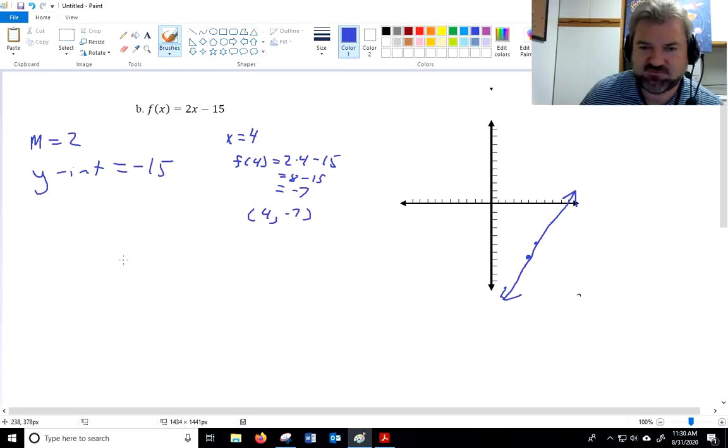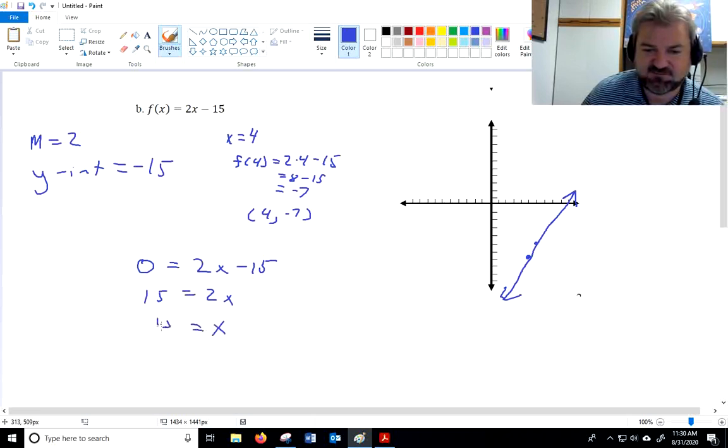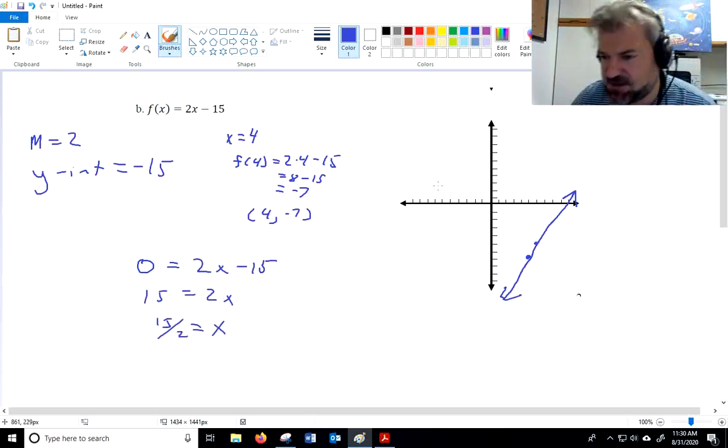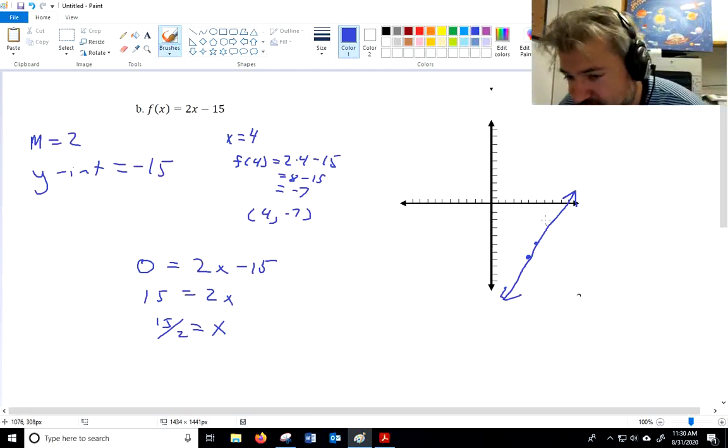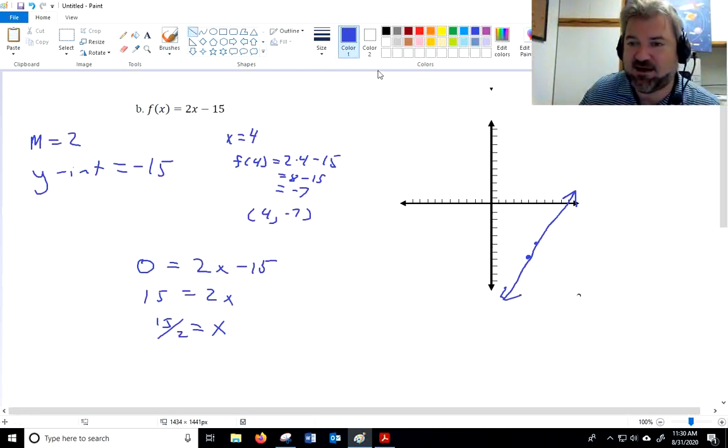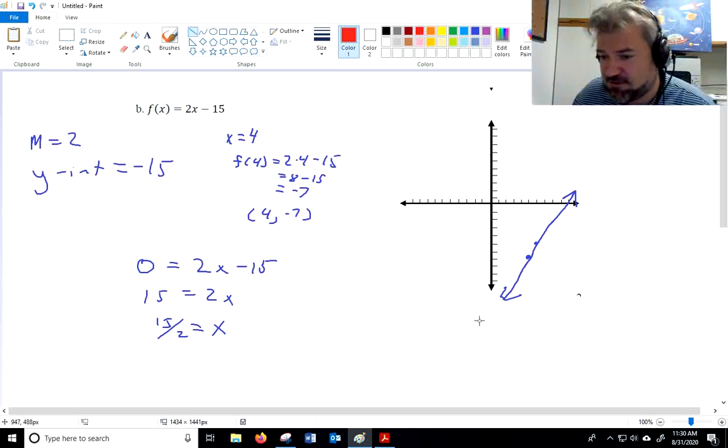So let's find the x-intercept. Put a 0 in for y. I'll add 15 to both sides, and divide both sides by 2, and I get 15 divided by 2, which is about 7.5. Last time I did a lot better. No, last time I was too short. This time I've gone too far.